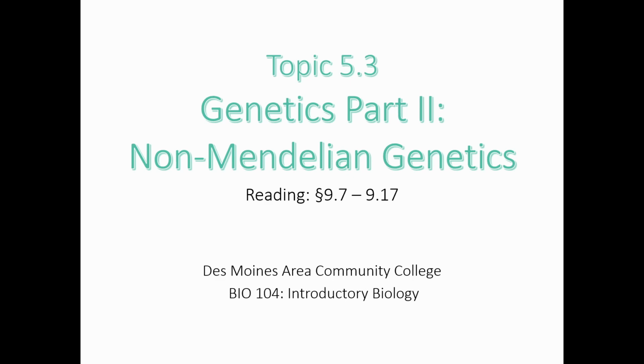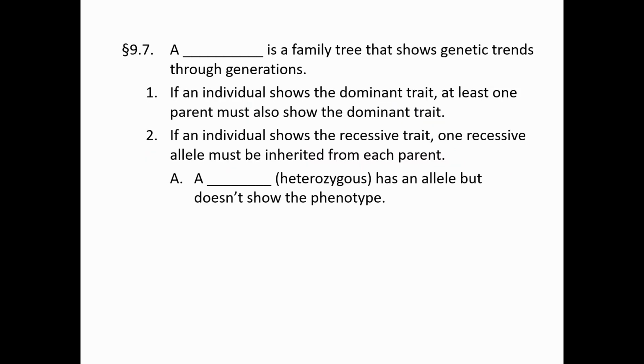We're now in the second part of genetics where we're going to focus on non-Mendelian or non-simple genetics. But before we get too far into it, we're going to go ahead and look at one last tool that we can use to determine the probability or determine genotypes of people involved. And that's going to be the pedigree. The pedigree is basically a family tree that shows genetic trends through generations.